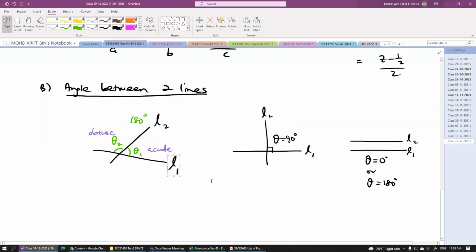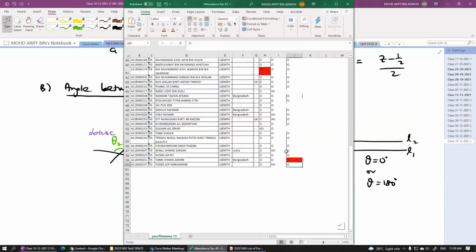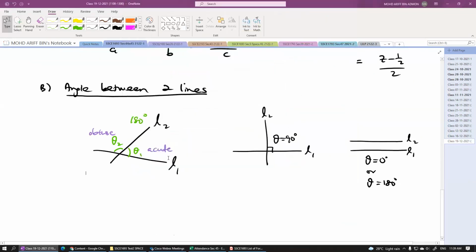Okay, Wali, Zaga, help me. Wali, are you here? Okay, not here. Okay, Vishesh? Not listening. Okay, Tengku. Yes, sir. So what is the vector from L1? Don't know.